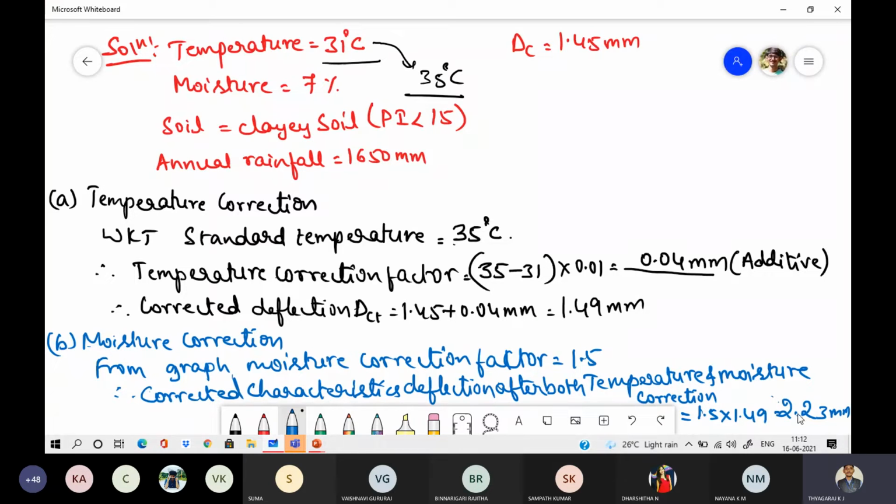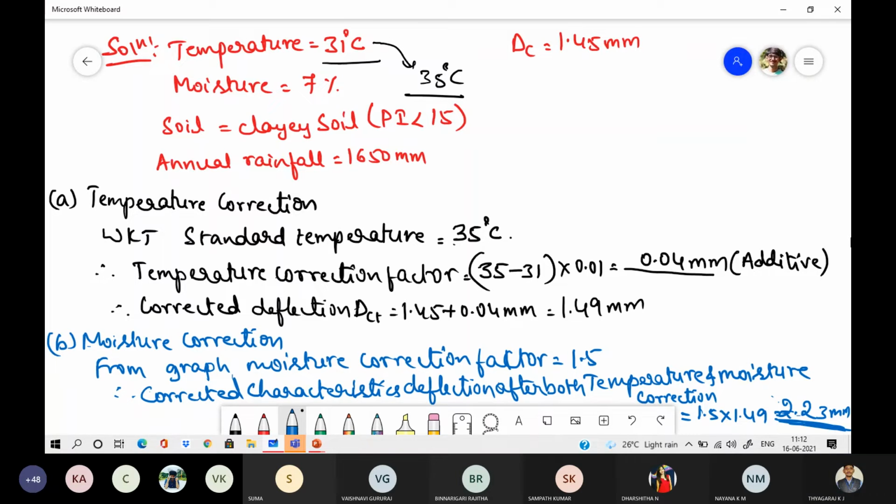2.23 mm. Okay, this is how we are going to get. Whenever the type of soil and annual rainfall are given, you have to be very careful. You have to very carefully observe the type of soil and annual rainfall, and then select. Okay, this completes the problem. Understood this one? Yes, sir. Okay. Others understood?